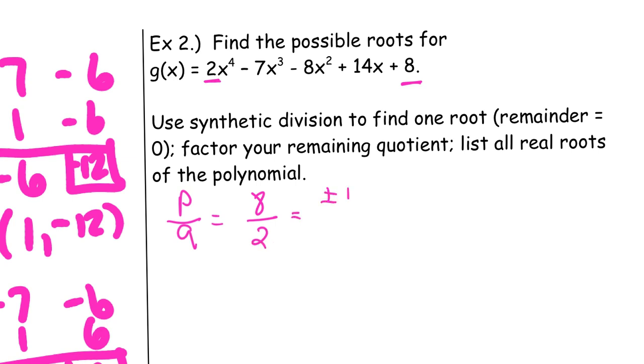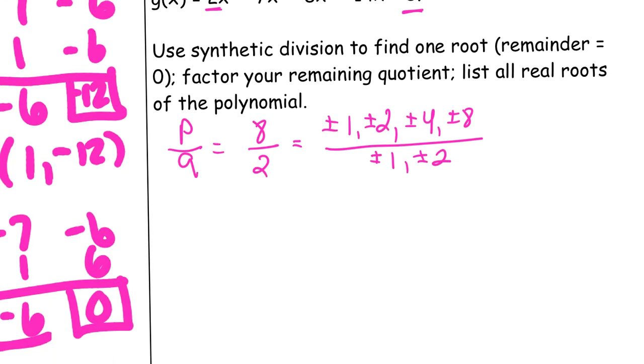So we got plus or minus 1 is a factor of 8, 2 is a factor of 8, 4 is a factor of 8, and 8 is a factor of 8. So those are all the things that will multiply to give me 8. Then I need the factors of 2. I got plus or minus 1, and I got plus or minus 2.